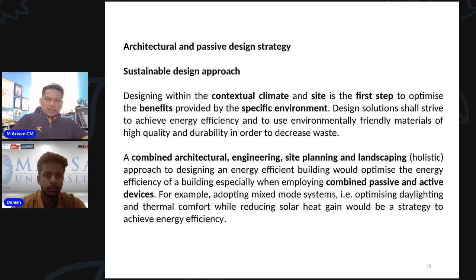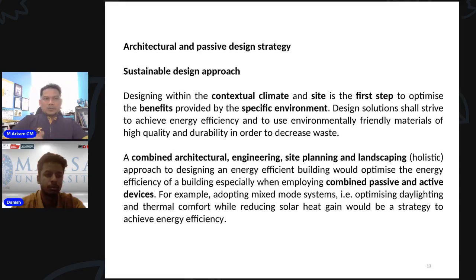So when we talk about architectural and passive design strategies, we want to design within the contextual climate. Contextual climate refers to what is actually your position. We need to understand our position here in Malaysia, equatorial, Kuala Lumpur, for example. So we want to go for that contextual climate. It's a very specific area, and site is the first step to optimize the benefit. So the first step, we need to understand our climate first, our own climate here in our location.